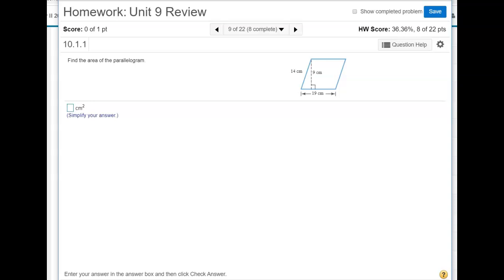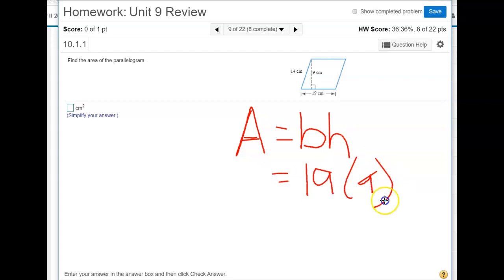Number 9, they want us to find the area of the parallelogram. Again, if you go look at your formula sheet, the area of the parallelogram is area is equal to base times height. In this particular case, our base is 19 and our height is 9. And remember, the height is how tall the parallelogram is. The 14 is just the length of one of the sides, so that's extra information that we don't need. When I multiply those together, I get an area of 171.